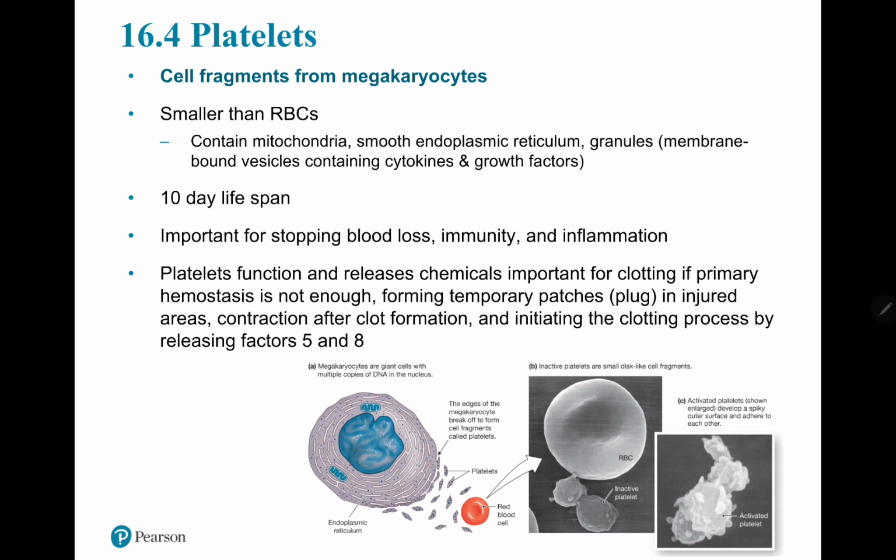So these platelets are going to release chemicals that are important for clotting if primary hemostasis is not enough, right? So we want to form that temporary platelet plug at those injured areas, and that will basically stop the bleeding out of that injured blood vessel, and then we can initiate the clotting process.